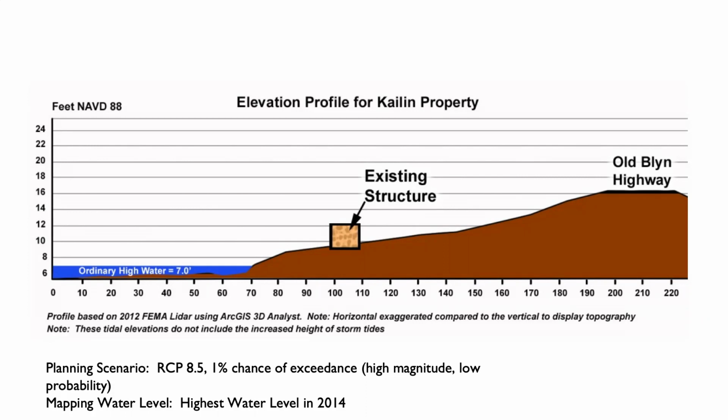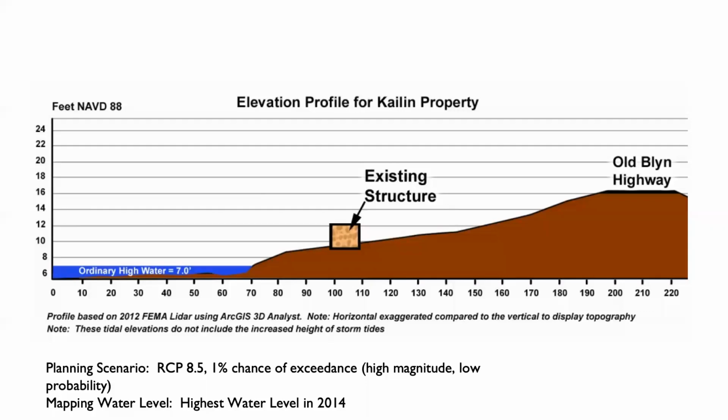So you've got elevation expressed here in feet relative to NAVD88, and then you've got distance along this profile transect. And you'll notice a couple of features on there, both the existing structure and the road that services that parcel, Old Blyn Highway. They chose a particular planning scenario to focus on. So they were interested in understanding the impacts to this parcel under a relatively high emissions climate scenario, RCP 8.5.